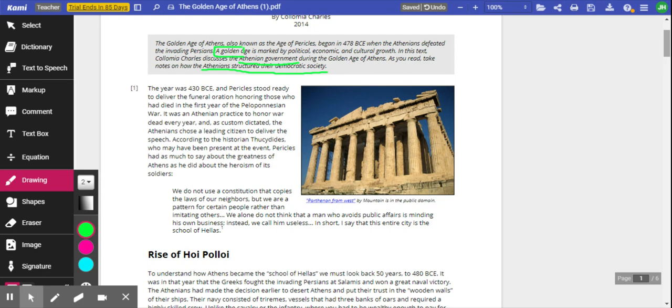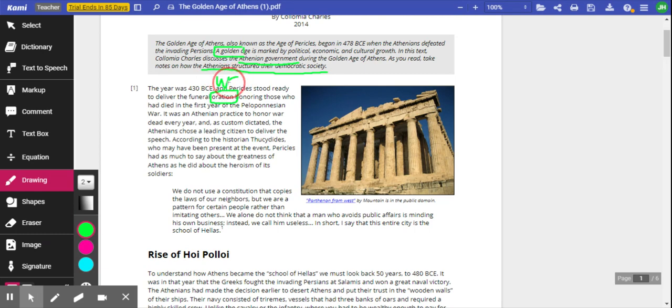All right, first paragraph. The year was 430 BCE, and Pericles stood ready to deliver the funeral oration honoring those who had died in the first year of the Peloponnesian War. All right, I'm going to pause right here. Oration. This might be a word gap.